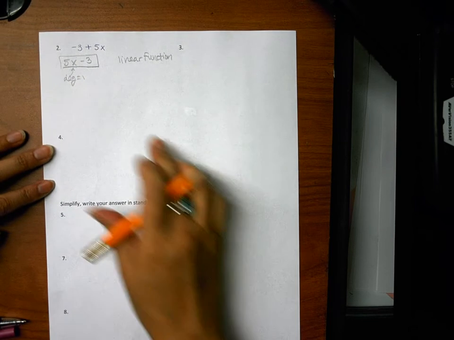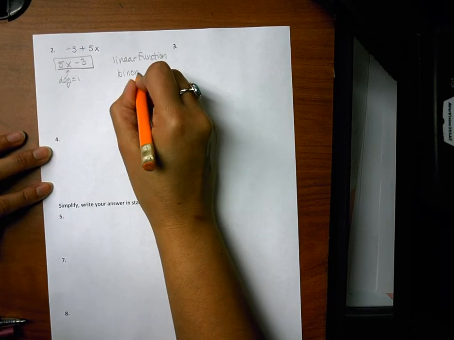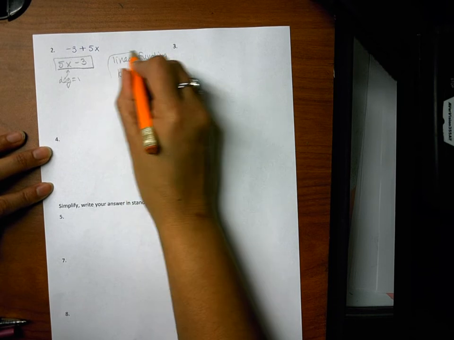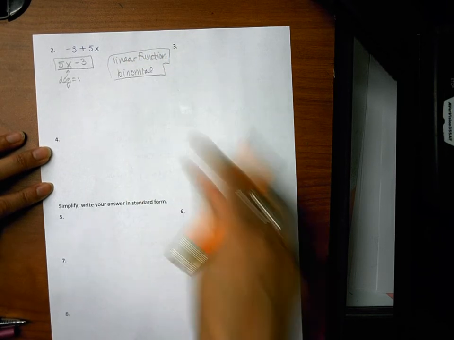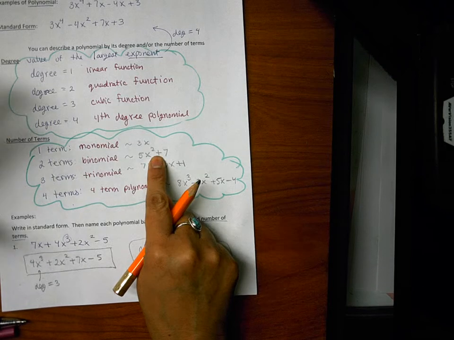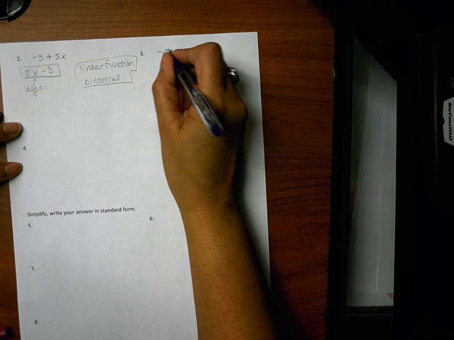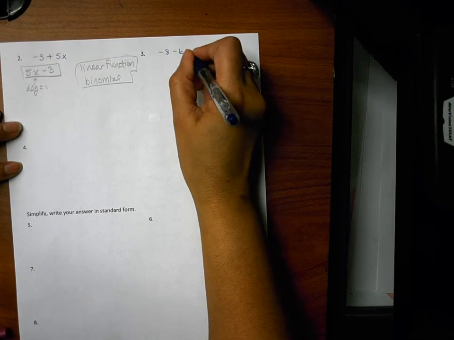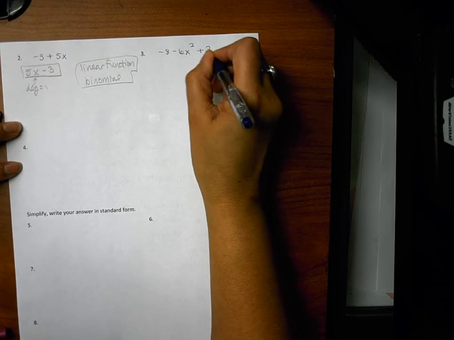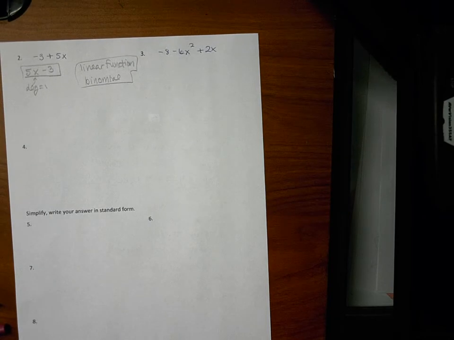And there's 2 terms, so we'd call that a binomial. Now, not all binomials are linear functions. Over here, we had a binomial that was a quadratic function, so it just depends on the problem. All right, number 3, negative 8 minus 6x squared plus 2x. Go ahead and hit pause, rewrite it on your own, hit play, and see if we come up with the same answer.